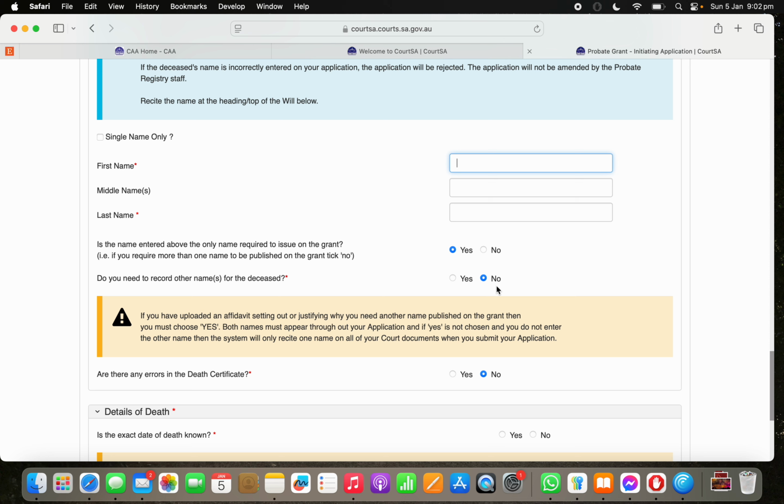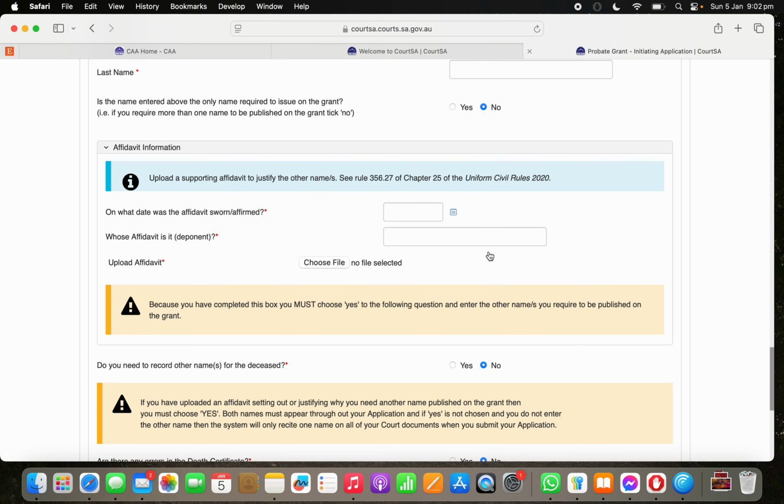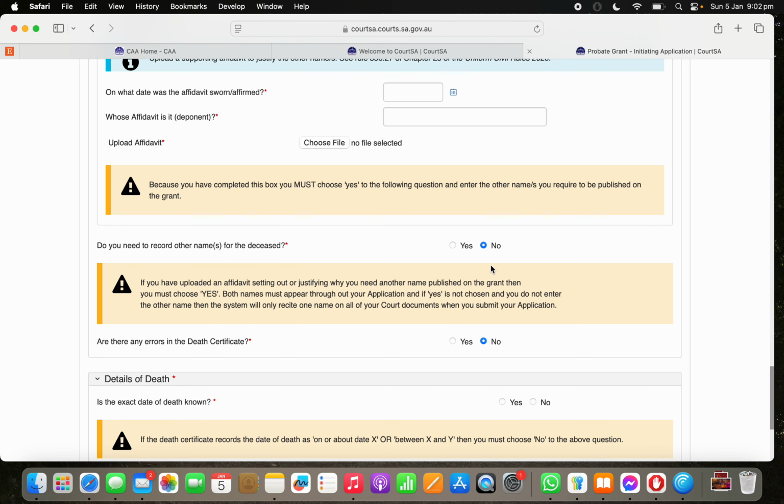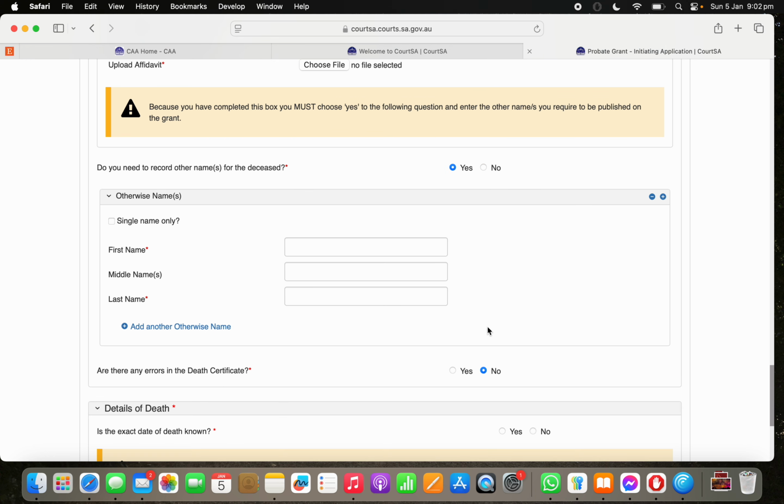However, if you have the case where, for example, you've got a name in the will that is different to the name that's on the certificate of title for real estate, you would fill out the name that's on the will first. You'd then say, no, you need another name. You would upload an affidavit setting out the scenario and the situation, the fact that there is an asset in a different name. And then you would say that, yes, you need to record other names. And this is where you would enter the name that's on the piece of real estate or the certificate of title for the real estate.